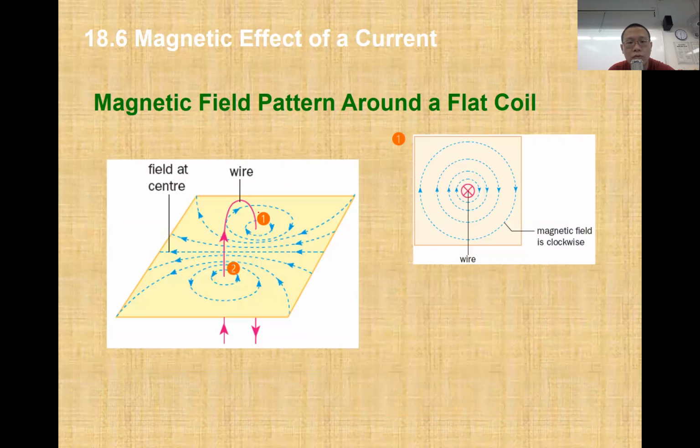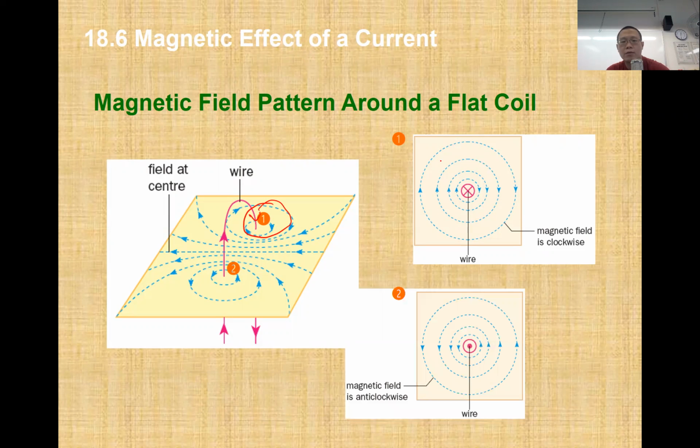So for side number 1, the current is going into the page at number 1, so you have this particular field orientation. At number 2 location, you find that the current is flowing out of the paper. And if you use the Maxwell grip rule, out of the paper, you grip, you'll find the field lines go in this direction.